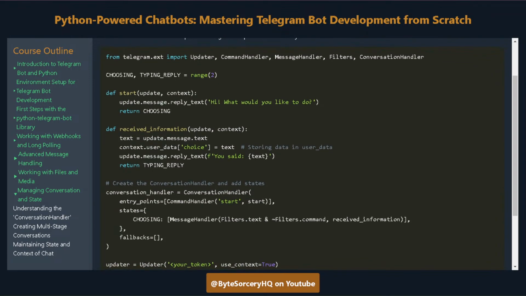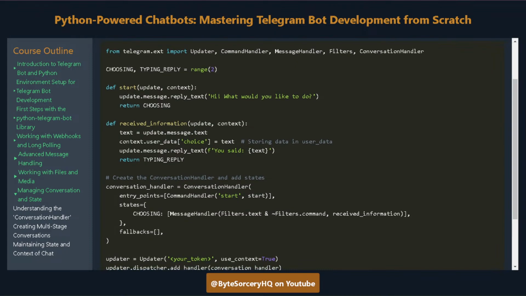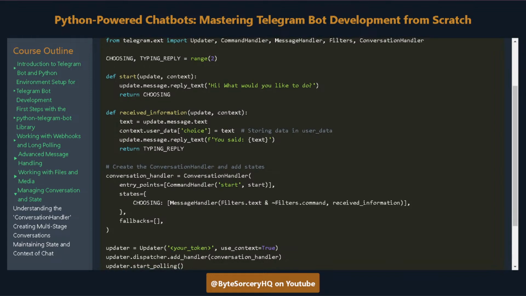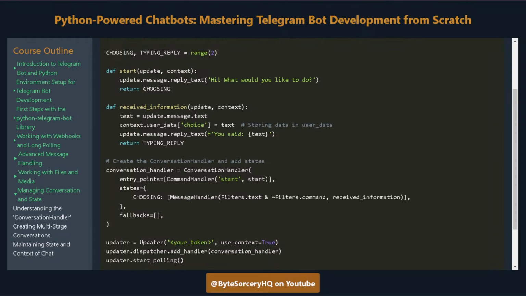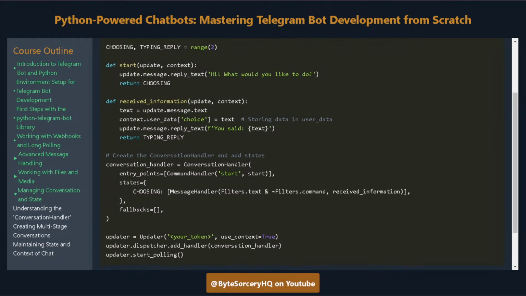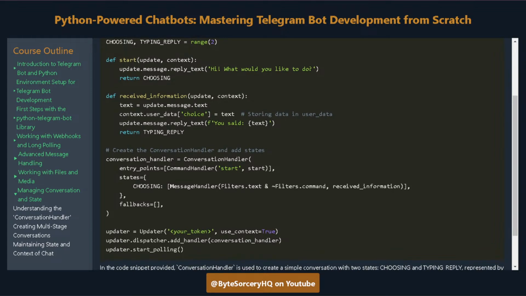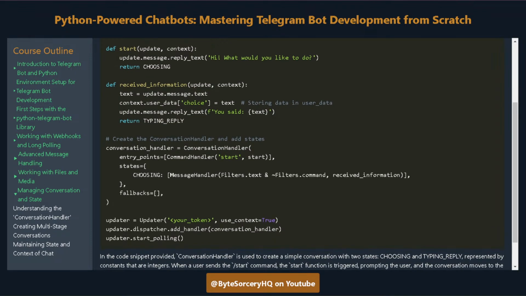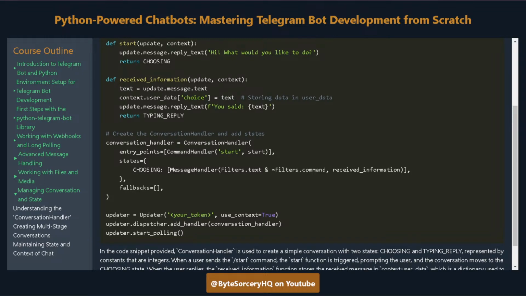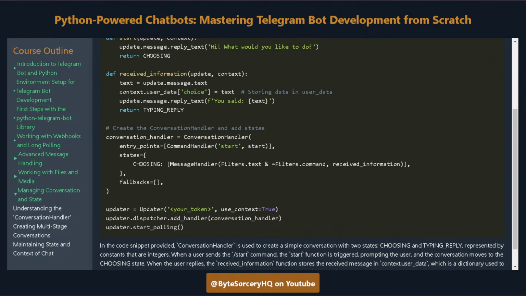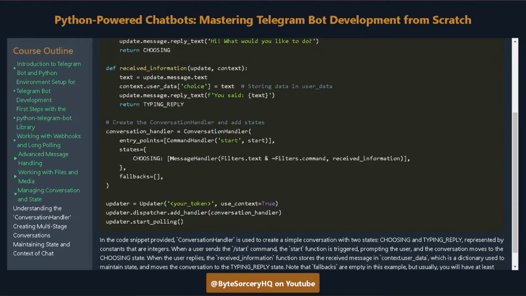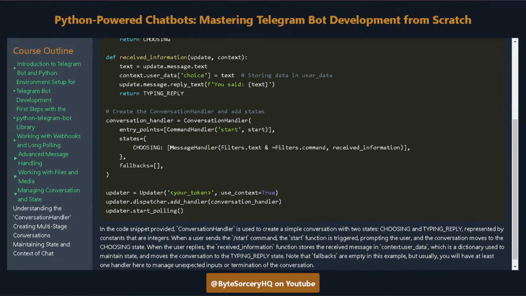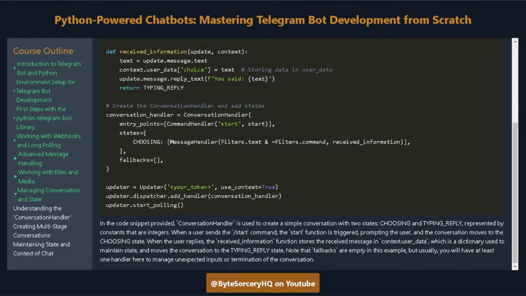In the code snippet provided, Conversation Handler is used to create a simple conversation with two states, choosing and typing reply, represented by constants that are integers. When a user sends the /start command, the start function is triggered, prompting the user, and the conversation moves to the choosing state. When the user replies, the received information function stores the received message in context.user_data, which is a dictionary used to maintain state, and moves the conversation to the typing reply state. Note that fallbacks are empty in this example, but usually you will have at least one handler here to manage unexpected inputs or termination of the conversation.